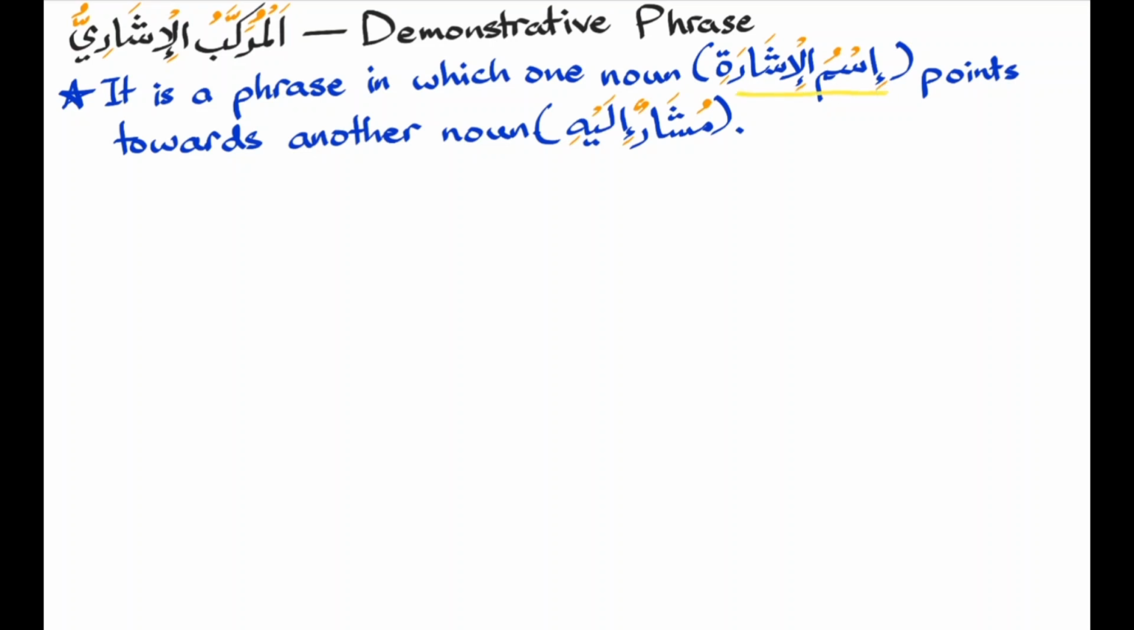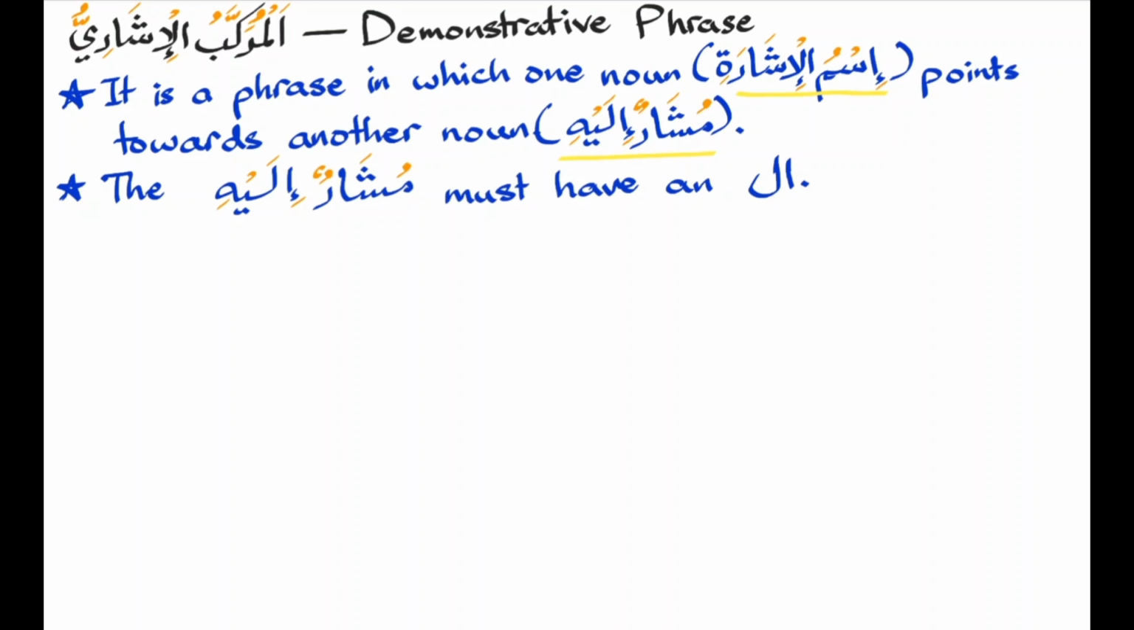And the noun which is being pointed towards is called musharun ilayh. The musharun ilayh, meaning the thing being pointed towards, must have an alif lam, because if it doesn't have an alif lam, then it's going to be a complete sentence. Let me give you an example.